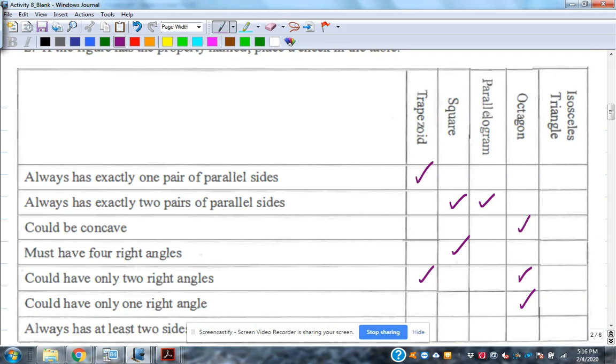And can an isosceles triangle have 1 right angle? I draw this triangle and then somehow intersect that bottom side to where these 2 are the same. That's isosceles, and it has a right angle. So yeah, I think so.